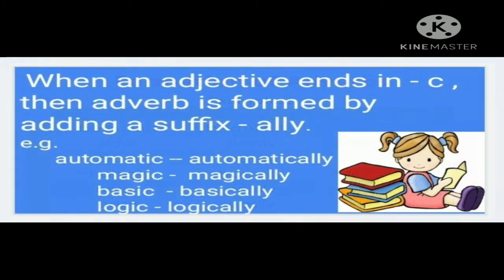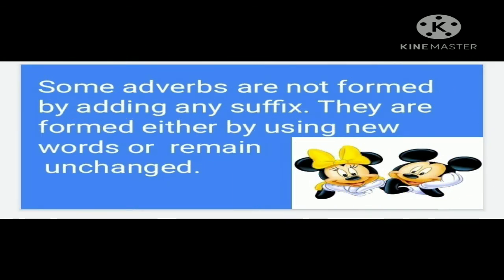The next rule is when an adjective ends in C, that is, the last letter of the adjective is C, then we add the suffix ALLY to the adjective to form the adverb. For example, automatic. Here the last alphabet is C. So we will add ALLY and the adverb will be automatically. Same with the adjective basic, the adverb will be basically. Magic, magically. Logic, logically.